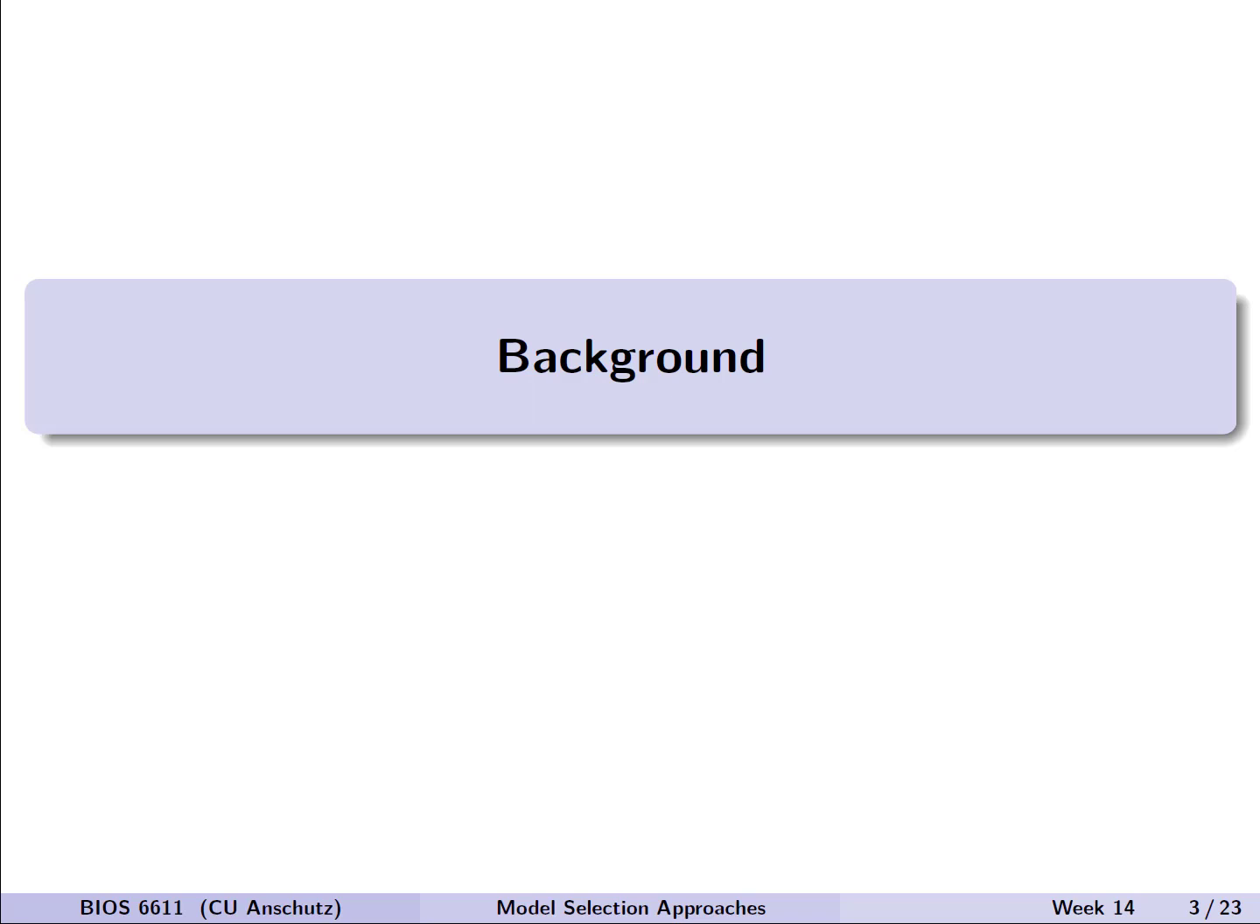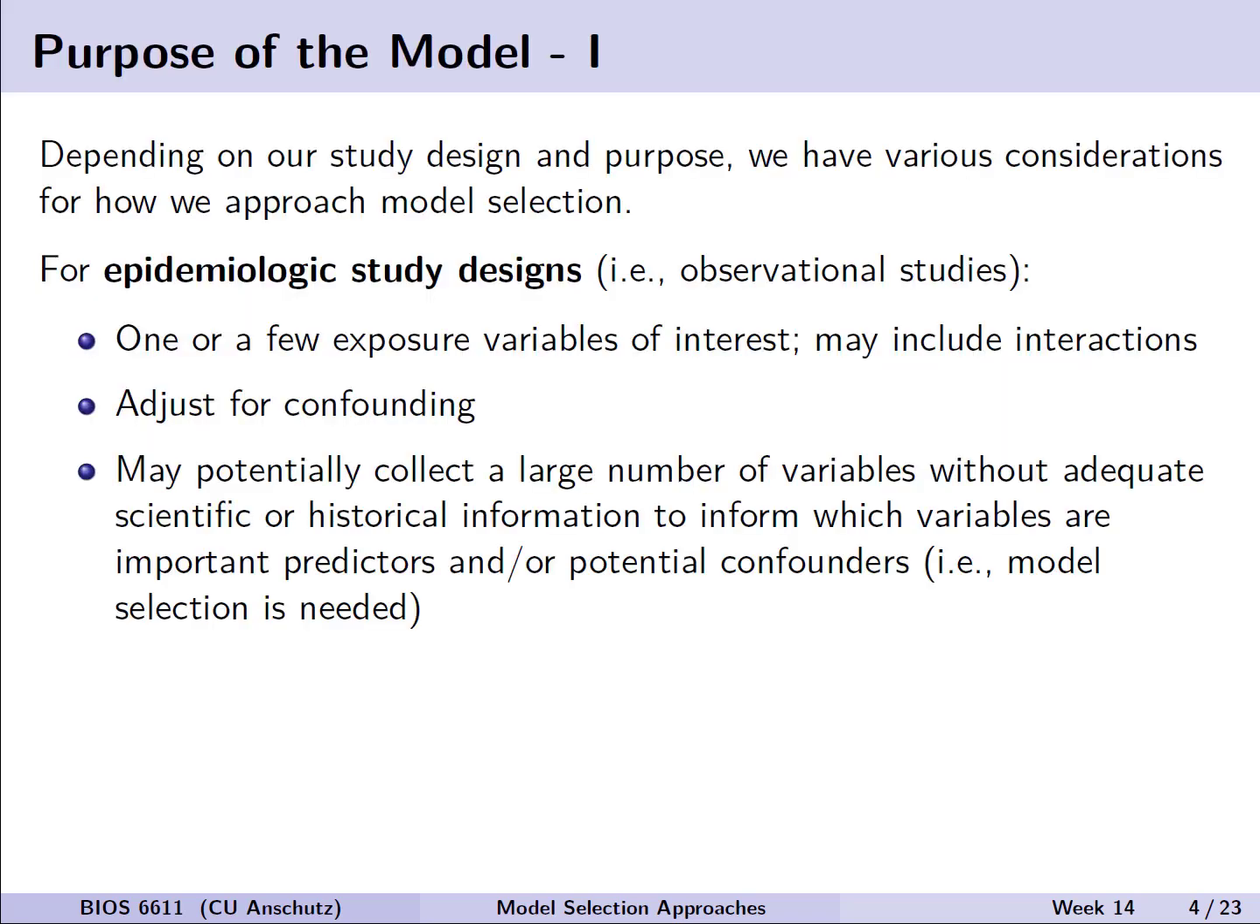So let's start with a little background information. Depending on our study design and purpose of the study we've done and the data we have, various considerations for how we might want to approach model selection and different things we might be concerned with. For example, if we have an epidemiologic study design or something of an observational nature, we may have only one or a few exposure variables of interest, and there may be interactions that we know or want to explore. We also know, since it's observational, we may wish to adjust for potential confounding factors that may be present between groups, since we have not randomized them.